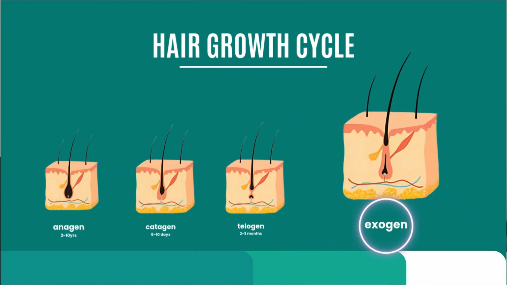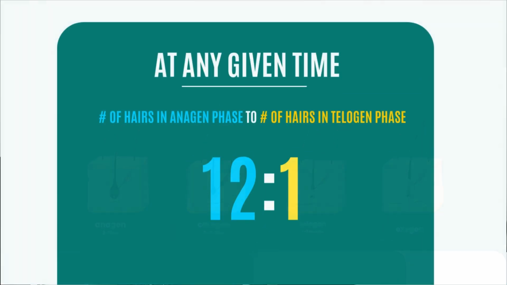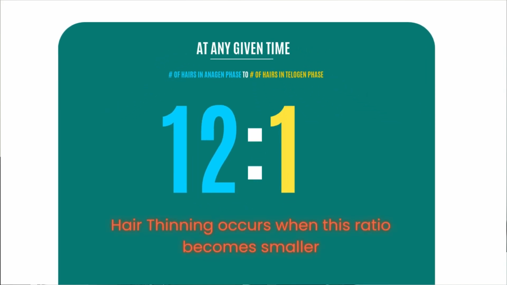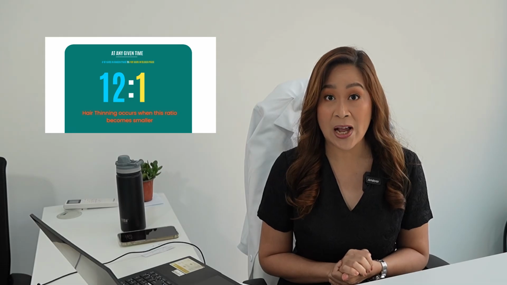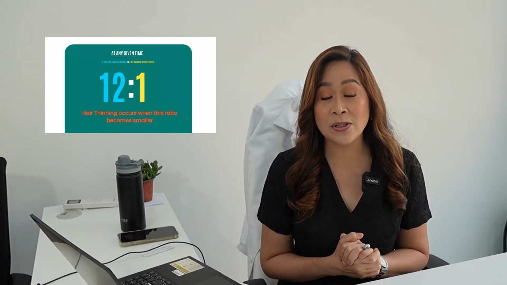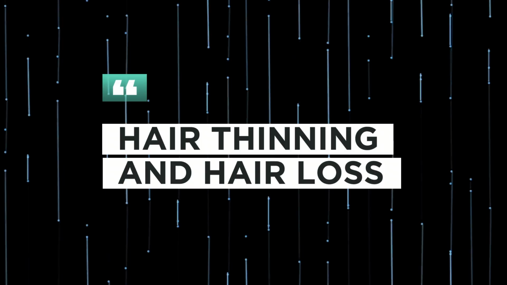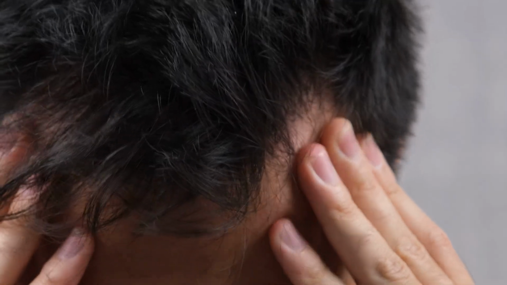In the exogen phase or the final phase, the hair sheds. The thing to remember is that at any given time, the ratio of growing to falling phase should be about 12:1. And if this ratio decreases, meaning if more hair is falling compared to growing, then that results in hair thinning or hair loss. Now, the question I'm sure you are asking is, what causes this ratio to change? Or what causes hair thinning or hair loss?